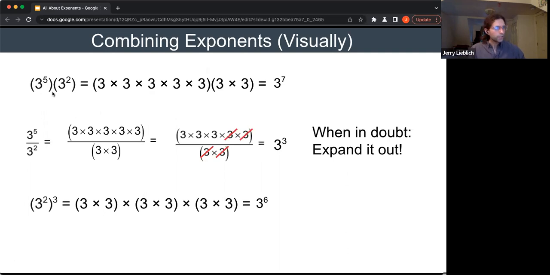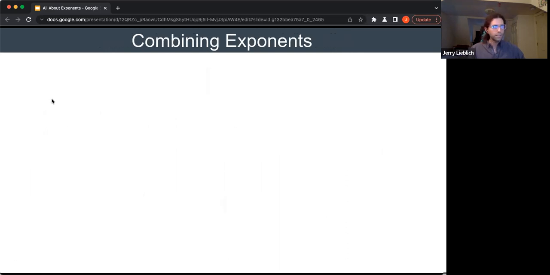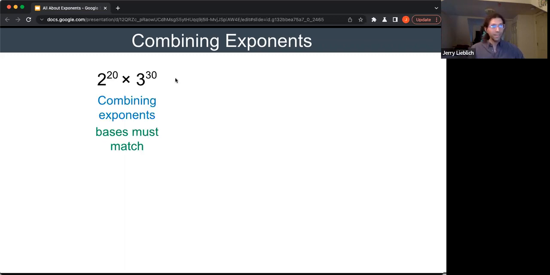Now, again, notice here, our bases are the same. What happens if they're not? Well, we're multiplying. You might think, okay, cool, can I just do 2 times 3, which is 6 to the 50? And the answer is no, you can't. The bases have to match. This is just this. So we would just leave it that way.